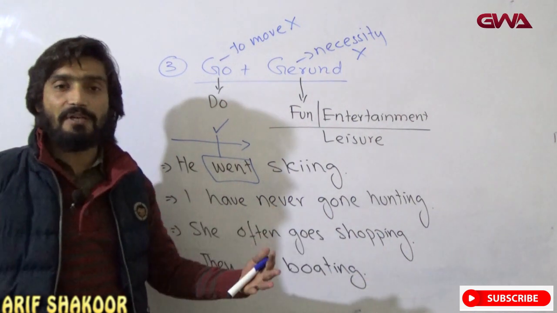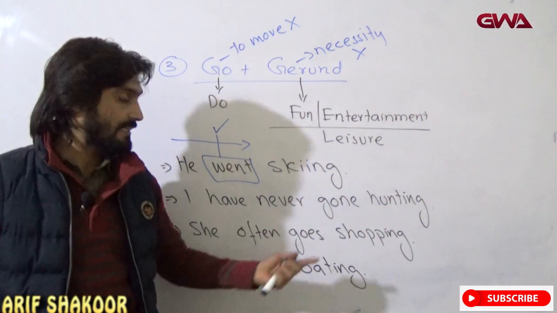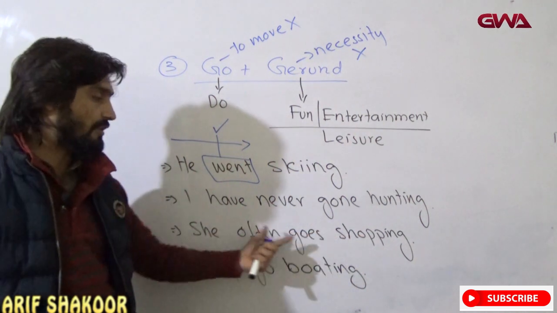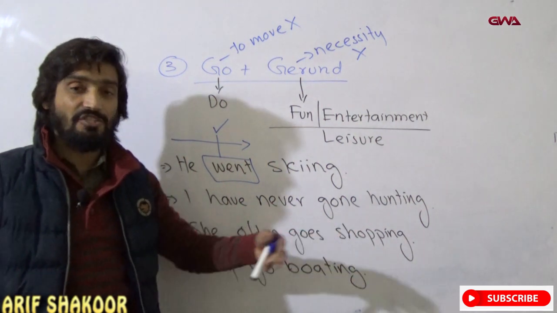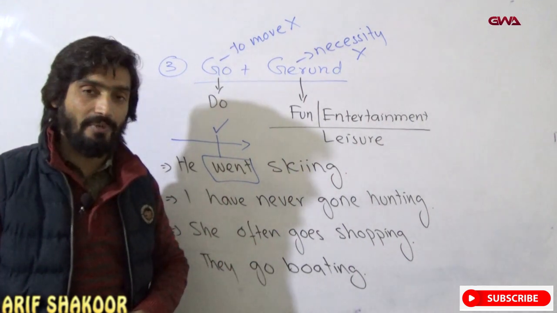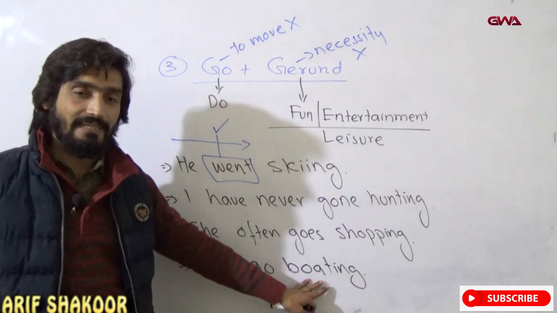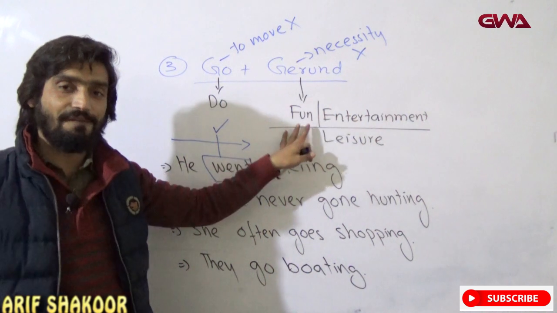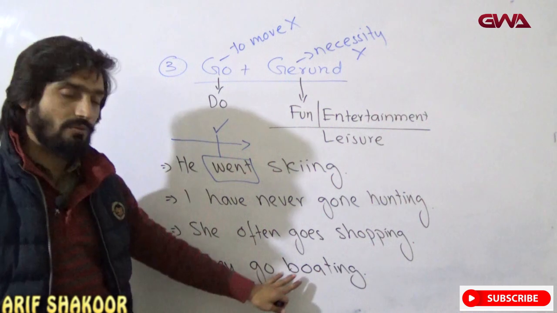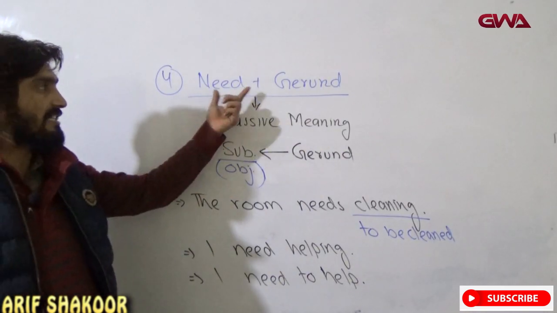She often goes shopping. Now, sometimes people shop for necessity and sometimes people shop for fun. When it is for fun, we will use go plus gerund. She often goes shopping. It means that she does not need anything, but she goes to the market anyway. They go boating. Now, boating is done for entertainment, for fun. We don't need it.